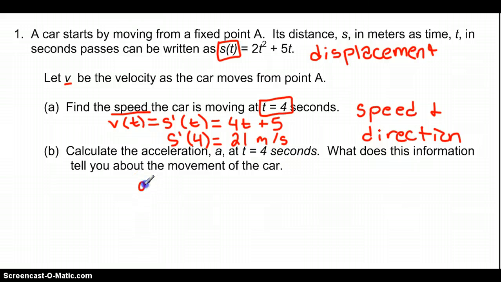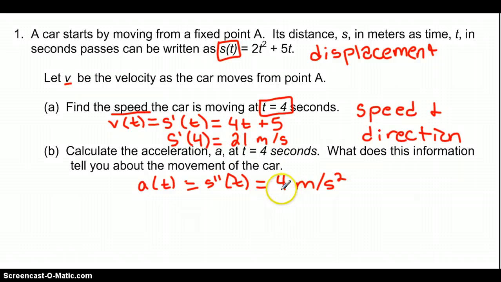So when we're going to find our acceleration, we are talking about the second derivative of our displacement. There we go. So second derivative would mean the derivative of our first derivative, and that is just 4. When we're talking about acceleration, we're talking about meters per second squared. So we now have an acceleration of 4, again a positive acceleration.